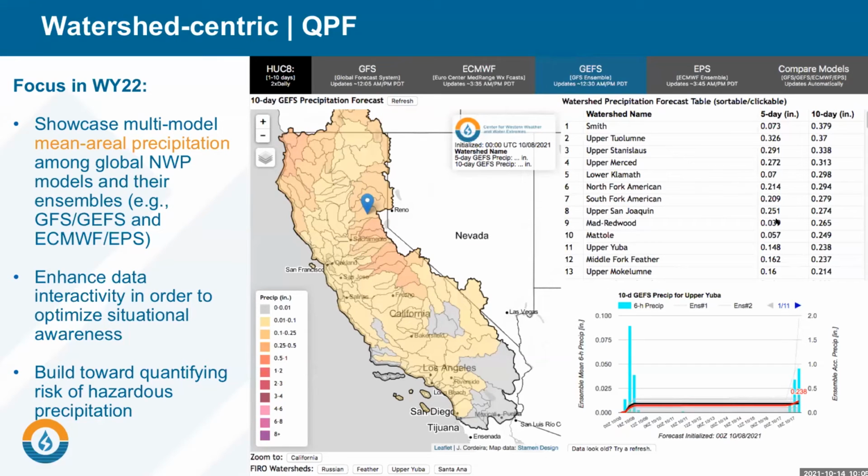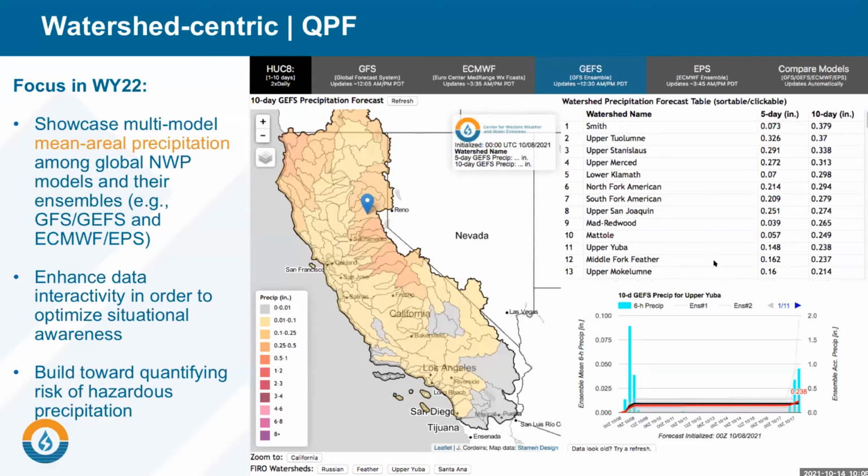We're also providing some quantitative information in an interactive table, so you can sort by the watershed name alphabetically, or you can sort based on things like the 5- and 10-day precipitation. Again, these are providing situational awareness for the amount of precipitation upcoming in the forecast.